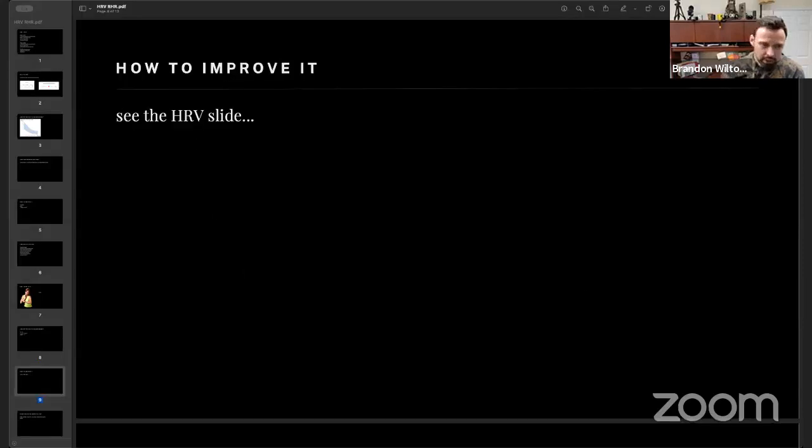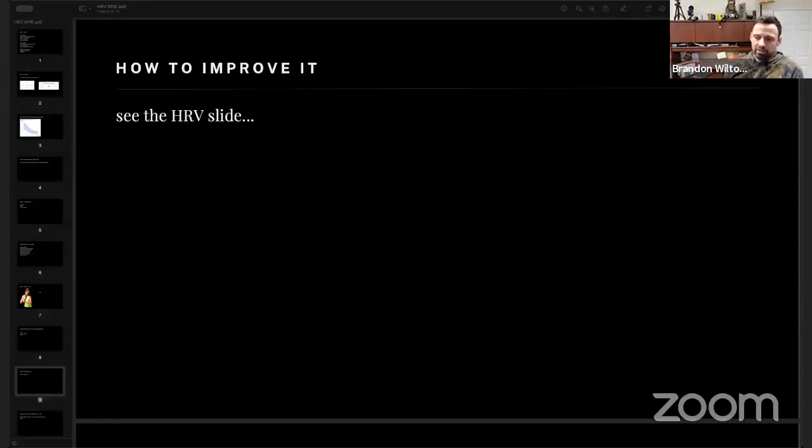How to improve it? I just see the HRV slide. A lot of the same things. Obviously genetic factors, family history of illness. If you have anything that's cardiac related or otherwise, you may want to get that checked out. Those can definitely play a part if you have some condition that is predisposing it to be high or low. So again, talk to your doctor about that stuff.